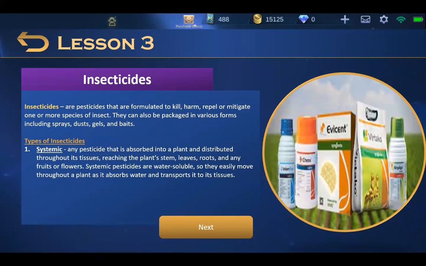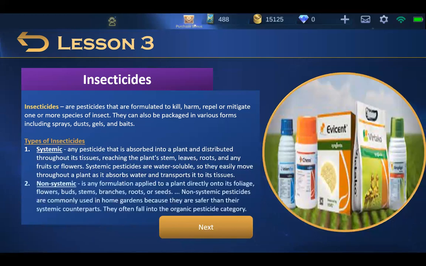Systemic pesticides are water soluble, so they easily move throughout a plant as it absorbs water and transports it to its tissues. Another is non-systemic, which is any formulation applied directly onto a plant's foliage, flowers, buds, stems, branches, roots, or seeds. Non-systemic pesticides are commonly used in home gardens because they are safer than their systemic counterparts. They often fall into the organic pesticide category.